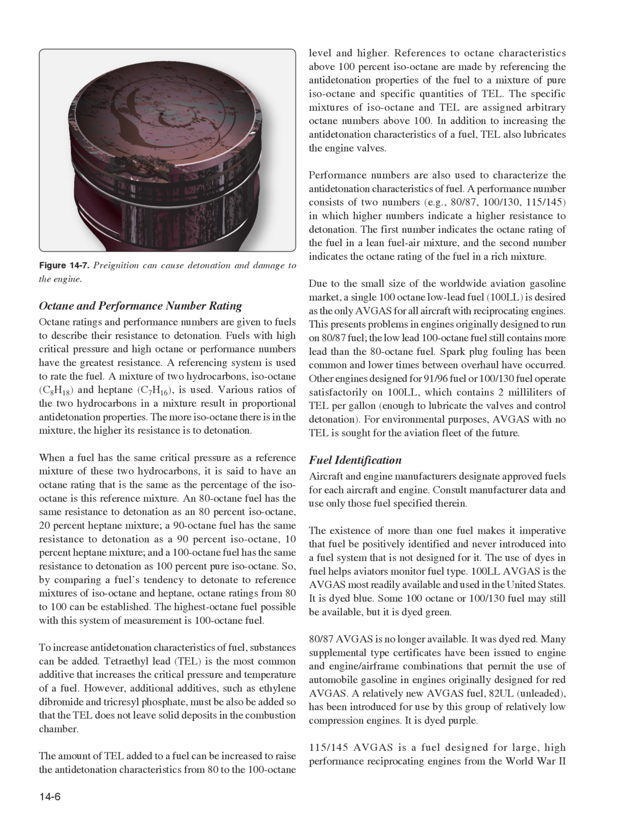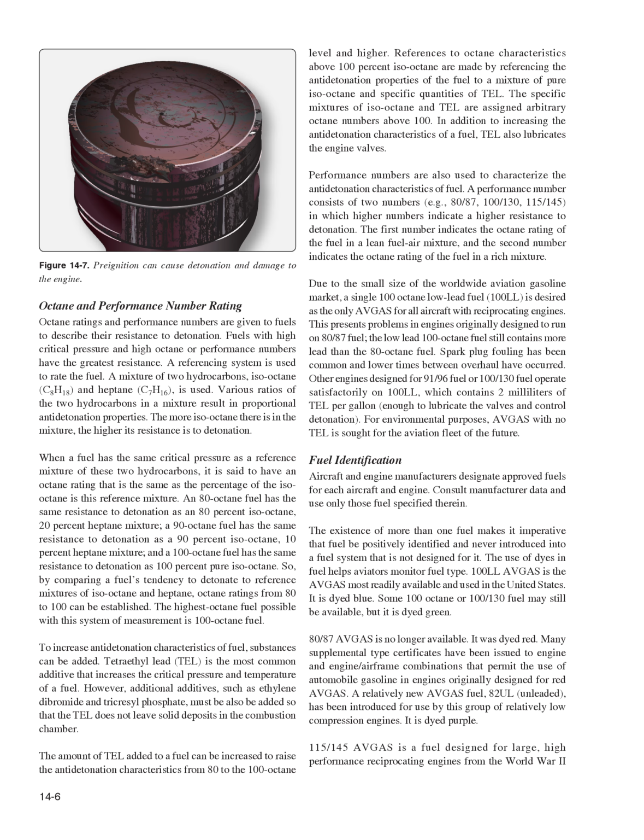A mixture of two hydrocarbons, iso-octane, C8H18, and heptane, C7H16, is used. Various ratios of the two hydrocarbons in a mixture result in proportional anti-detonation properties. The more iso-octane there is in the mixture, the higher its resistance is to detonation. When a fuel has the same critical pressure as a reference mixture of these two hydrocarbons, it is said to have an octane rating that is the same as the percentage of iso-octane in this reference mixture. An 80-octane fuel has the same resistance to detonation as an 80% iso-octane, 20% heptane mixture.